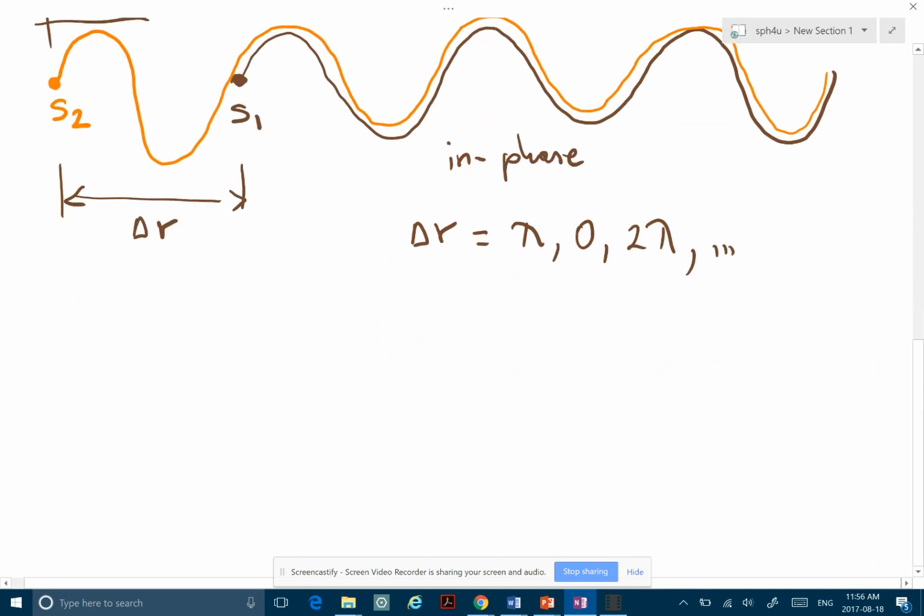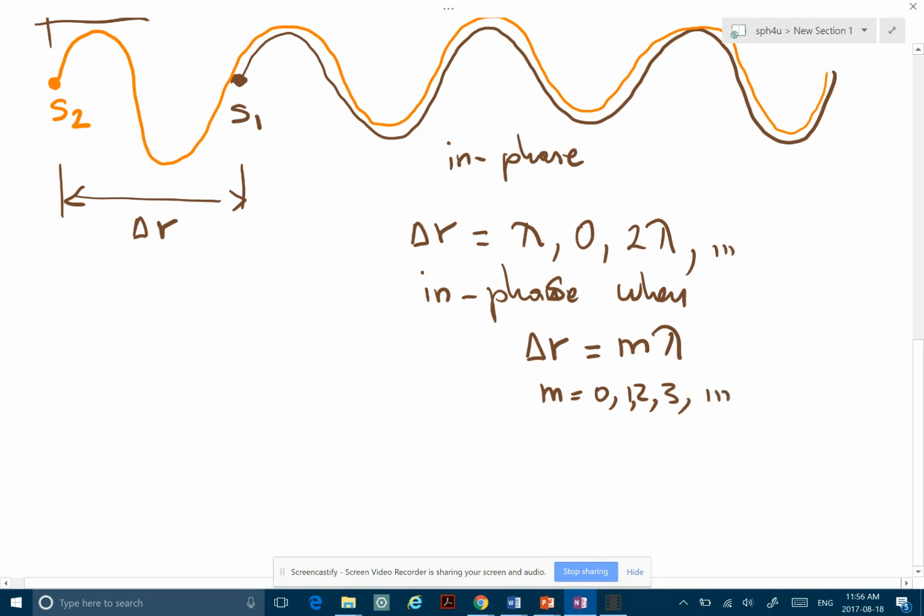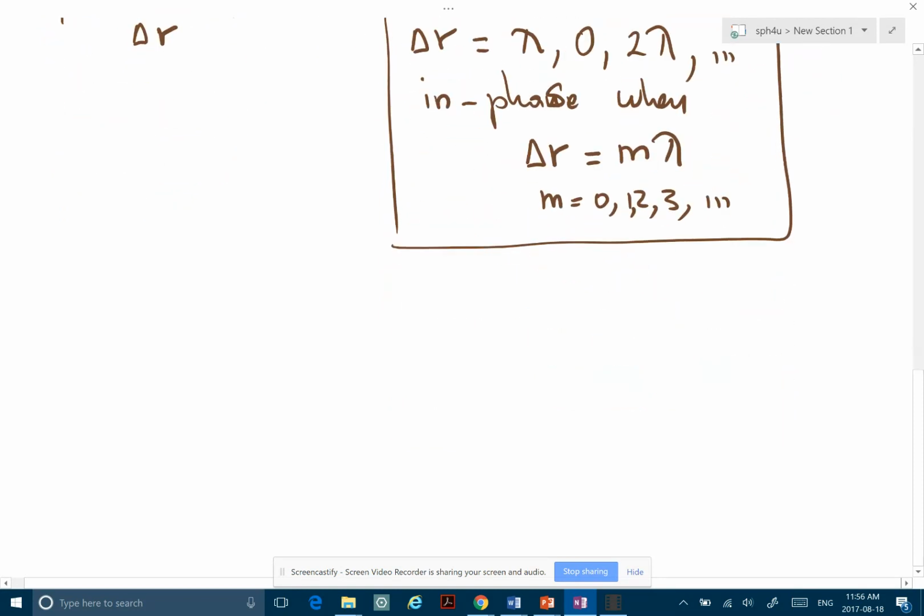Okay, so in general, two waves are said to be in phase when the difference in path is some multiple of lambda, where m is a whole positive number. All right, it is 0, 1, 2, and 3. What we're doing here, in order to make sense of this equation, is talking about coherent sources.